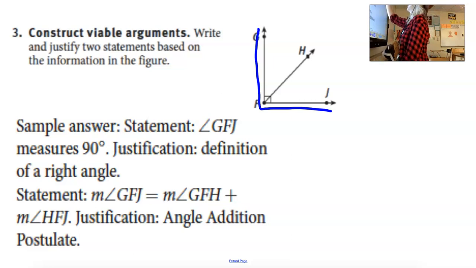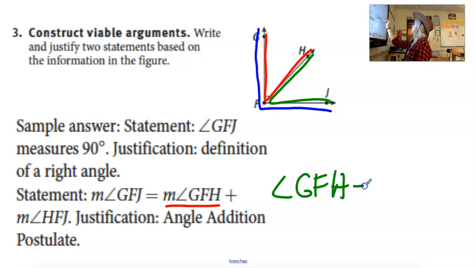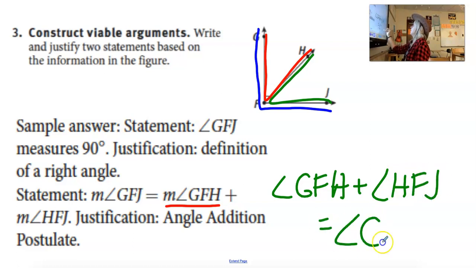Another example you could have said was the angle addition postulate. So I could have said this first angle, angle GFH, plus the measure of the other part, HFJ, the green one, that'll add up to my blue one, GFJ. I wrote it a little bit backwards, so I'm going to write it forwards. So angle GFH plus angle HFJ will equal the total of GFJ. Either way.